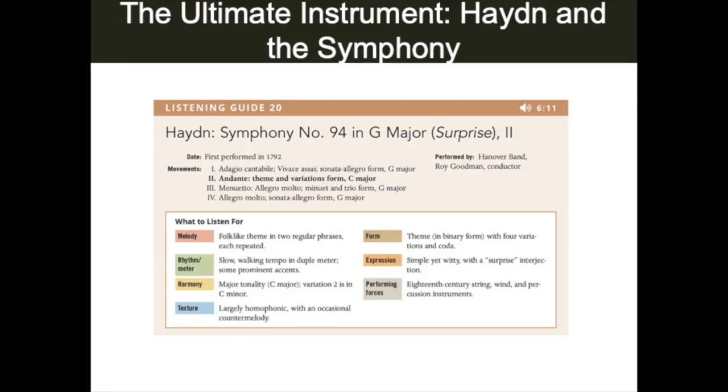All right, so this is our Listening Guide 20 breakdown, and our major tonality is C, and then in variation 2 we go to C minor. The texture is largely homophonic, so we have a melody with an accompaniment, and then we also have an occasional counter melody. The rhythm and meter is a slow, walking tempo in duple meter, so it's a 2-beat meter. And the theme, binary form with the 4 variations.